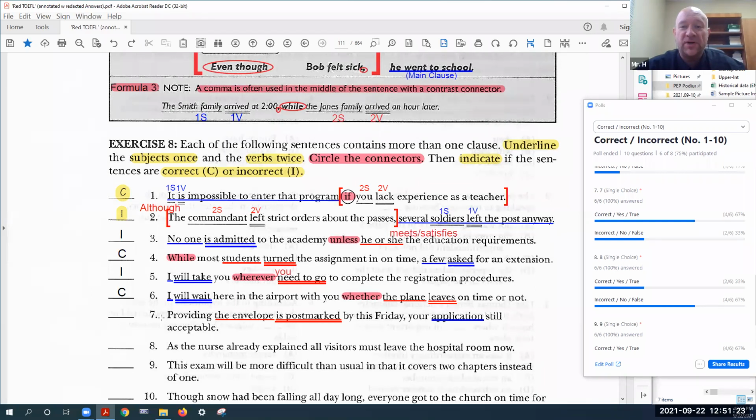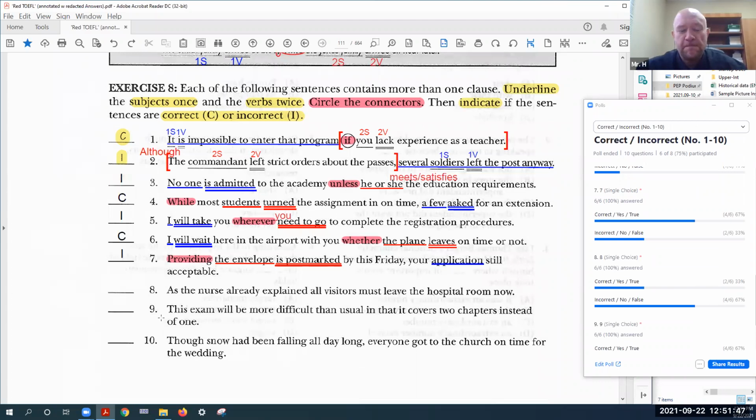Anybody? Can you see a verb? No? There is no verb. Still? What is still? Adverb. That's right. And the connector? Providing. Very good. So the sentence is incorrect. What do we need? We need a verb. Your application will be acceptable. Oh, Harvey, your turn.